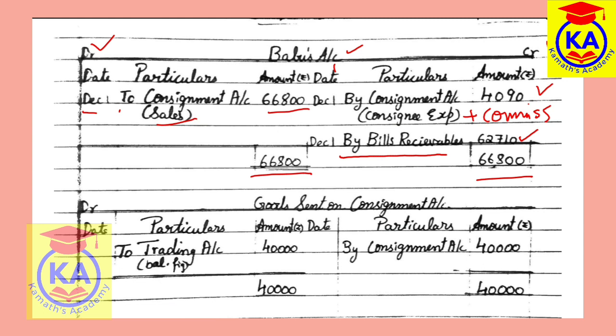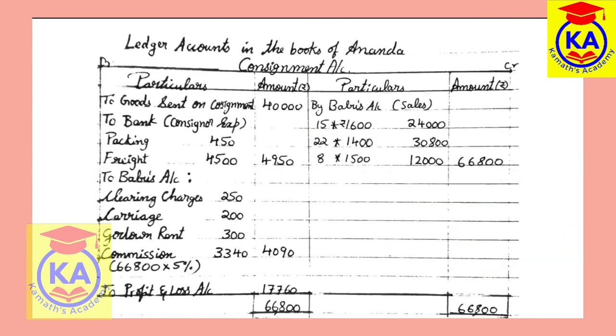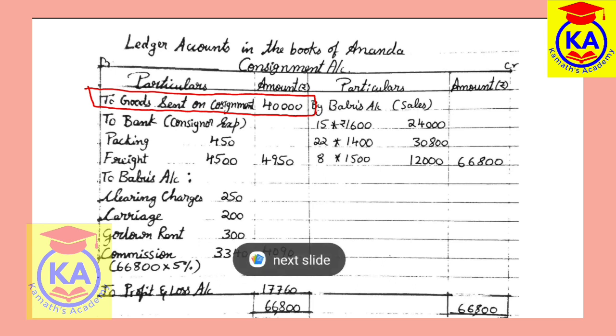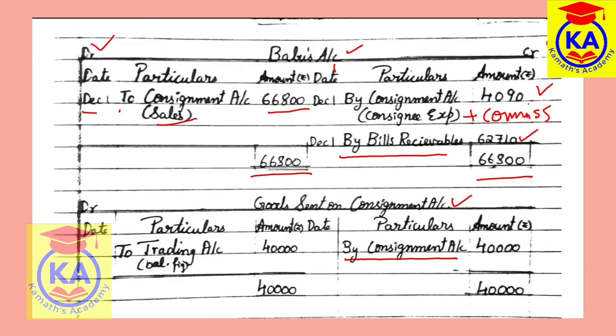We will move on with goods sent on consignment account. Now see where goods sent on consignment is mentioned in consignment account. So you can find the first entry is to goods sent on consignment, 40,000, right? So goods sent on consignment account, you have to write by consignment account. See, by consignment account, have to write in credit side of goods sent on consignment account. So debit, credit. So by consignment, 40,000 rupees. So here difference will be transferred to trading account. So that's 40,000. So total also will be 40,000.